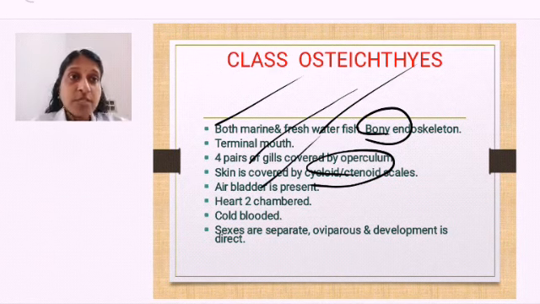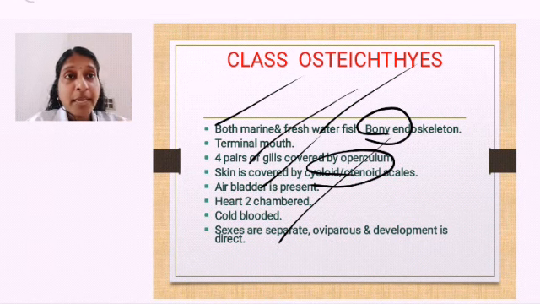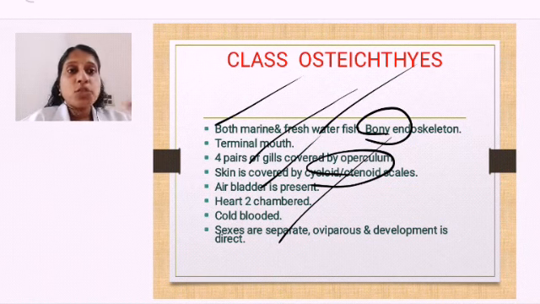Air bladder is present, so they can stay in water without swimming for a long time also. Heart is two-chambered, cold-blooded, meaning their body temperature changes with the temperature in the environment. And sexes are separate. Separate means what? Male and female are separate. Oviparous, they are egg-laying ones, and the development is direct. There is no larval stage. The larva will resemble the adult. Okay, so like this you can find Osteichthyes has some characteristics.